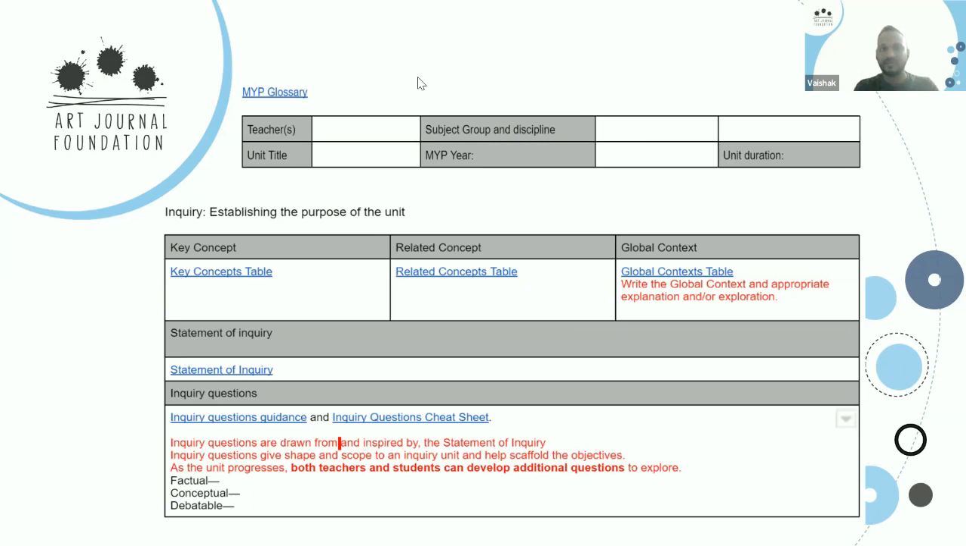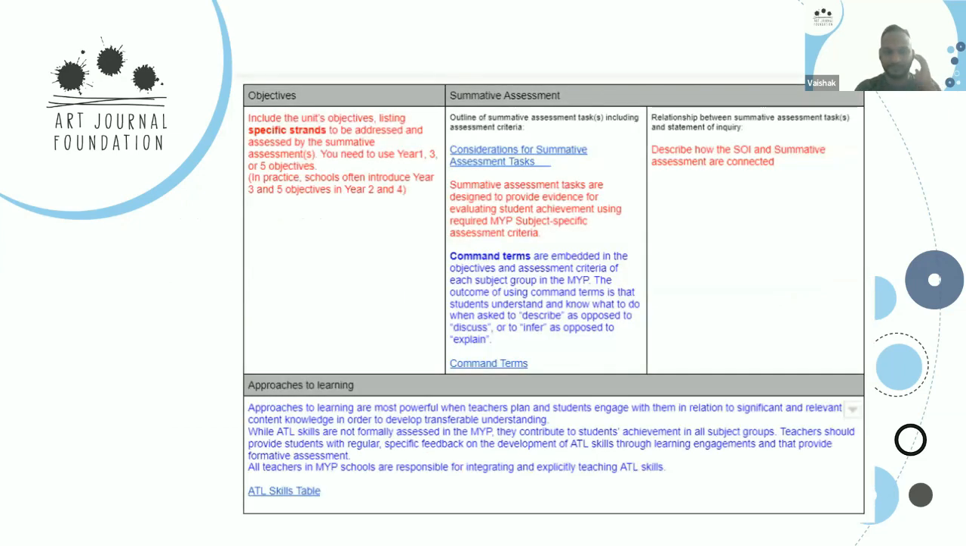So this is the first part. The unit plan is divided into 3 parts. One is inquiry, second is action, third is reflection. Whatever we just talked about is part of the inquiry part.